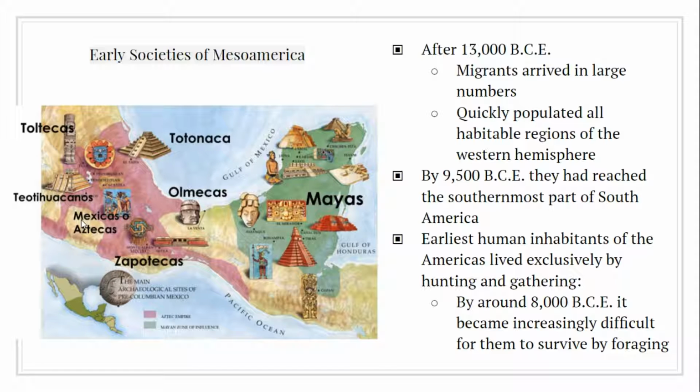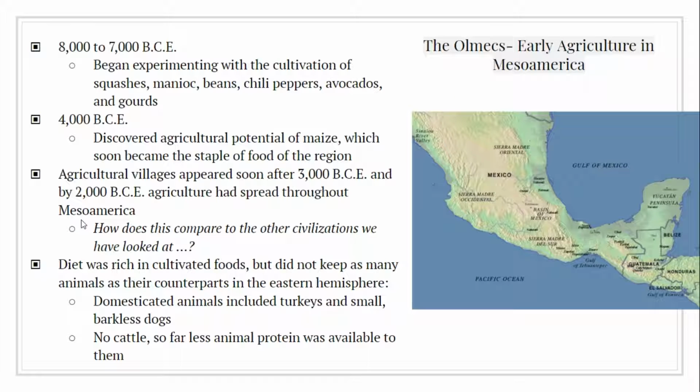But by around 8,000 BCE, it became very difficult to continue hunting and gathering, so these individuals had to change their lifestyle. This is where we're going to focus. We're going to focus mainly on the Olmecs, the first known civilization in Mesoamerica.